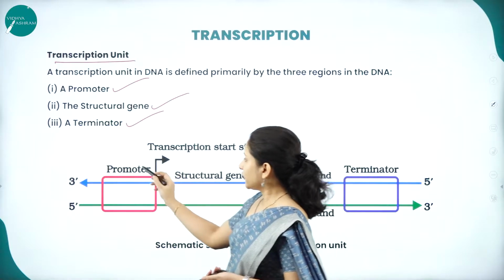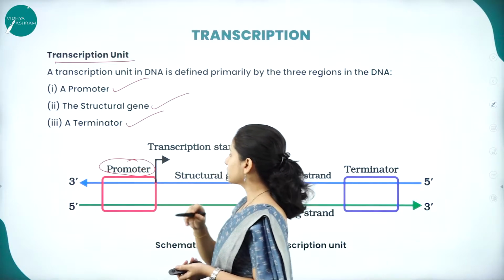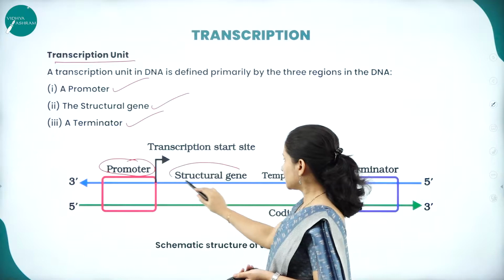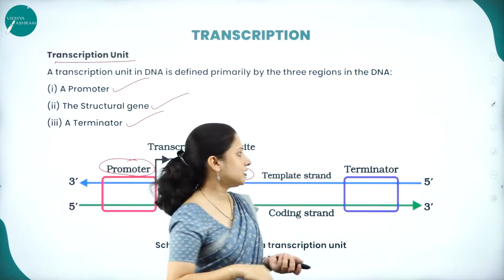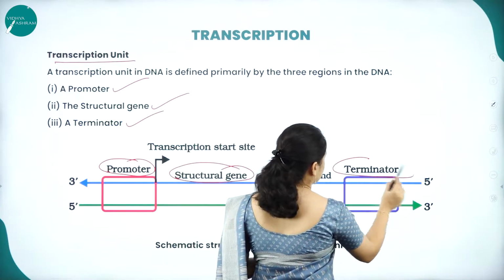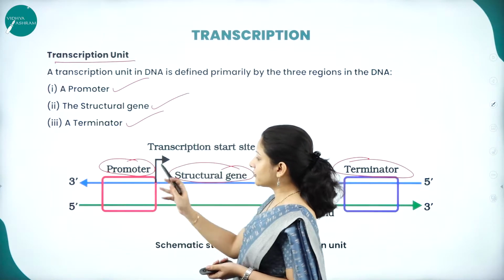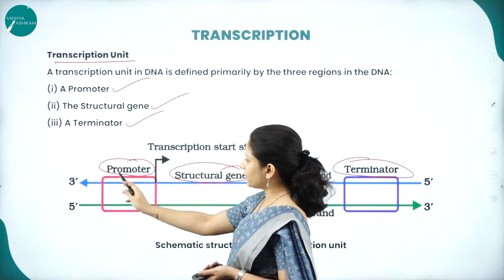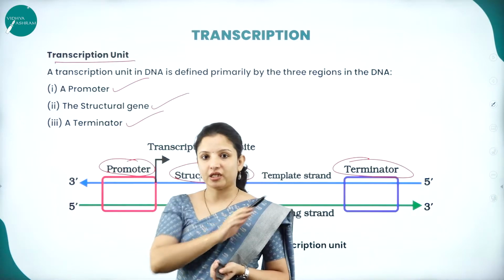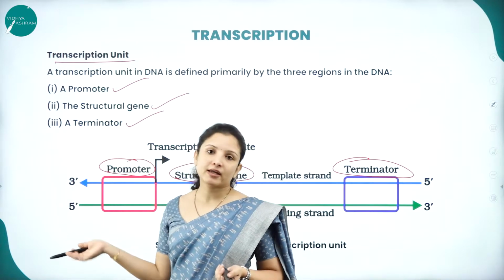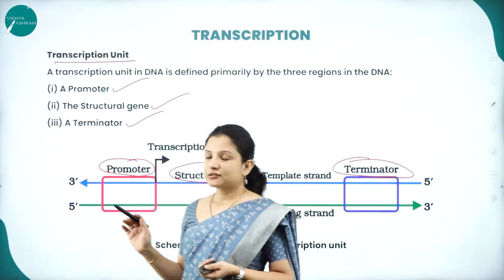So you can see here we have the promoter region, then comes the structural genes, and at the end we have the terminator region. What are they important for? We shall look into that. The transcription will take place only from here up till the terminator. It will not begin anywhere else on the DNA strand.